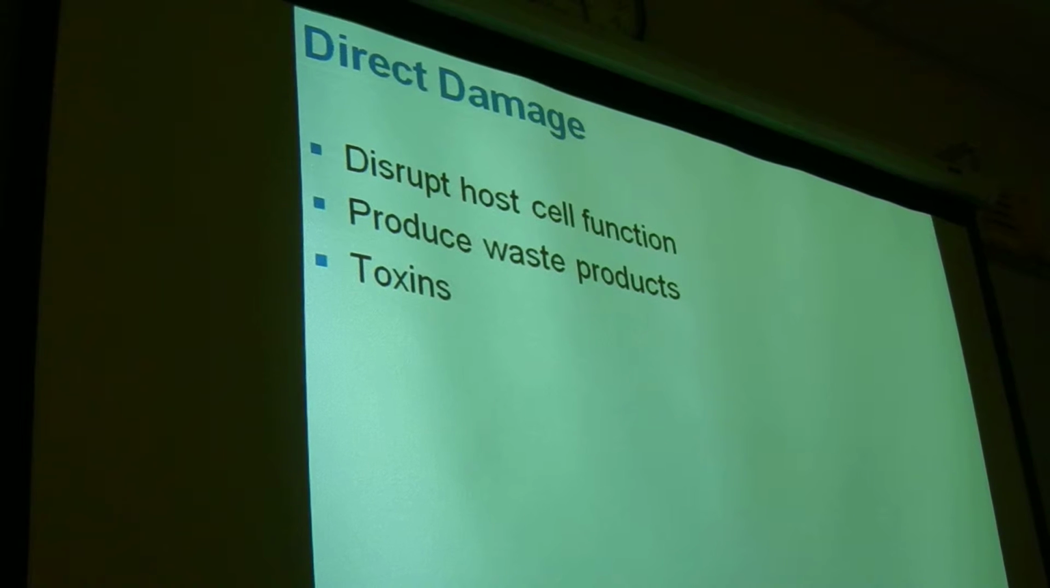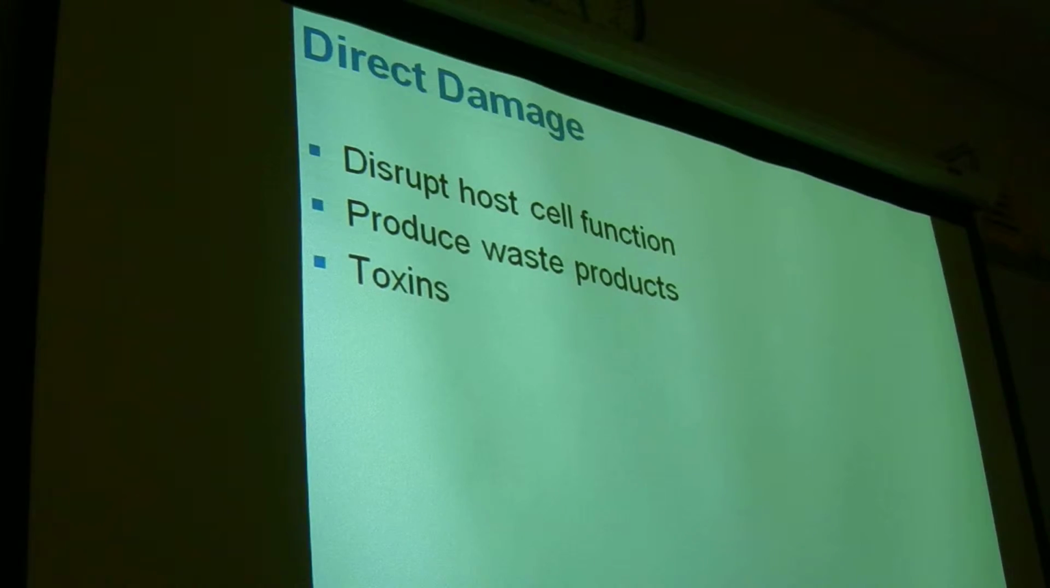There's direct damage. The bacteria can disrupt the host cell function just by physically being in the cell. It can live in the cell and produce waste products, either inside the cell or outside the cell, that can damage cells in the surrounding environment and cause them to die. Or they can produce toxins. So these are the three main ways that you get direct damage from a bacterial infection.